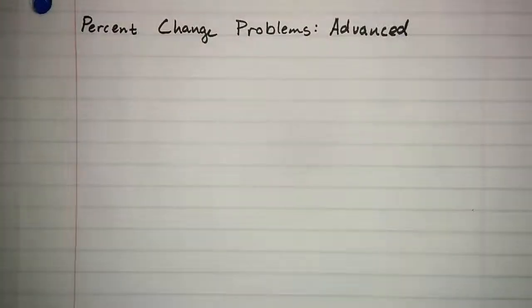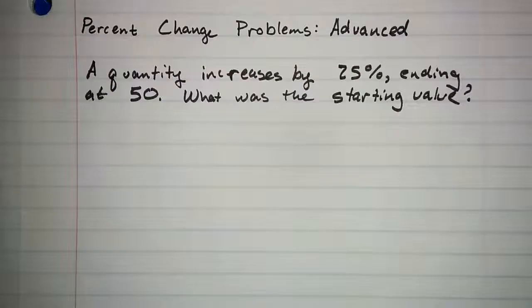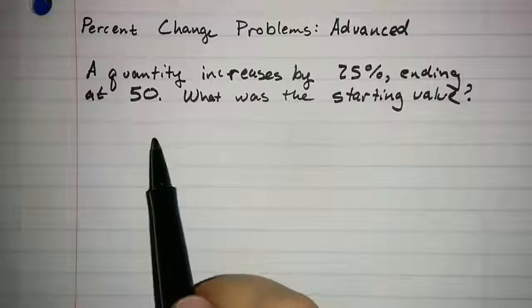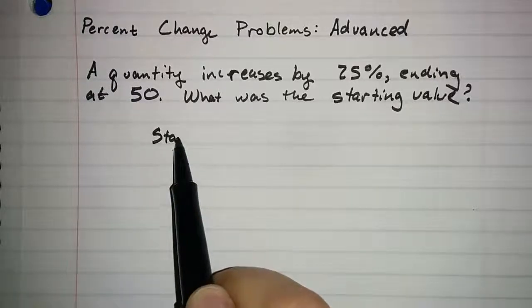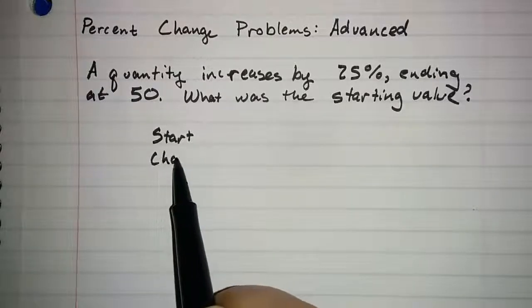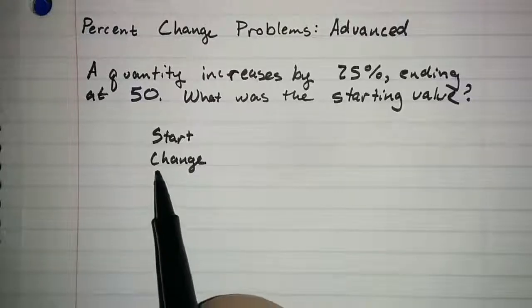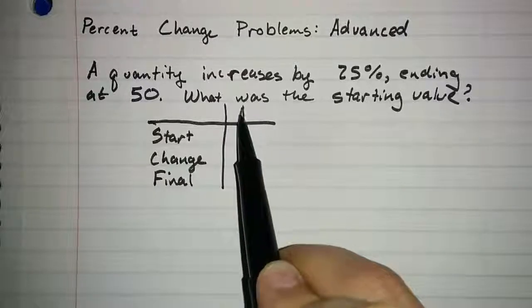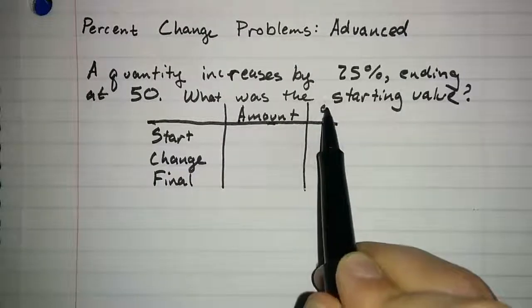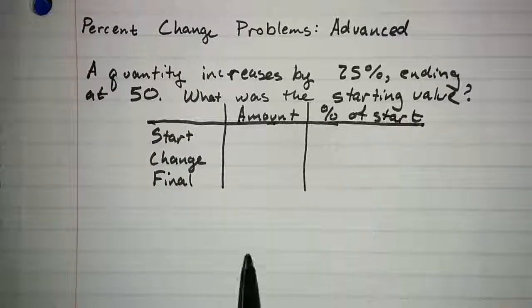The trickiest kind of percent change problems look like this. Suppose that a quantity increases by 25%, ending at 50. We want to know what was the starting value. So again, we want to think about the start, the change, and the final. We want to think about the amount and also the percent of the starting amount.